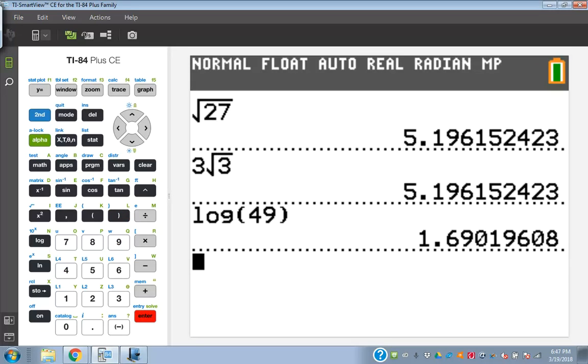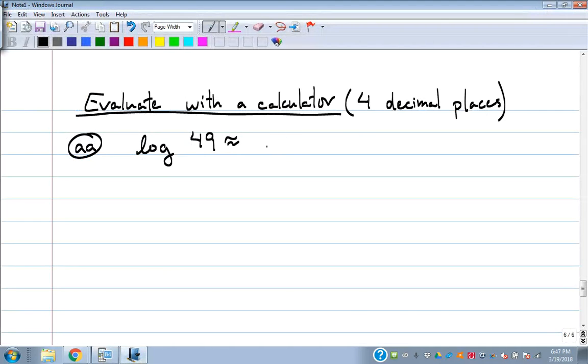We're going to go 4 decimal places. So 4 decimal places goes to the 1. We look at the number after that. It's a 9, so that makes this 1.6902. Round it up. Log base 10 is easy to find.